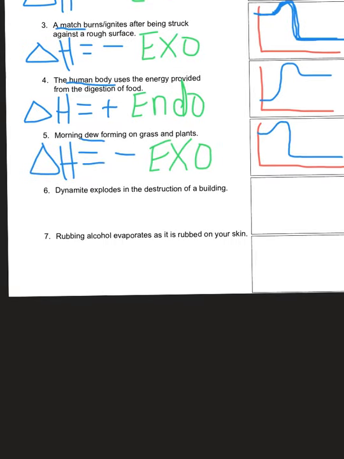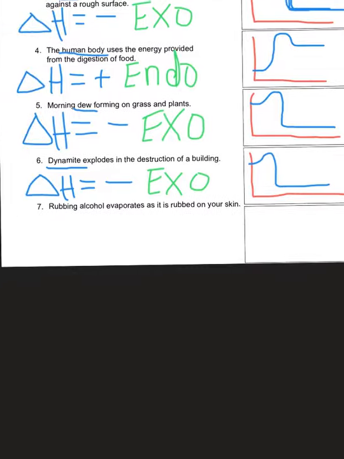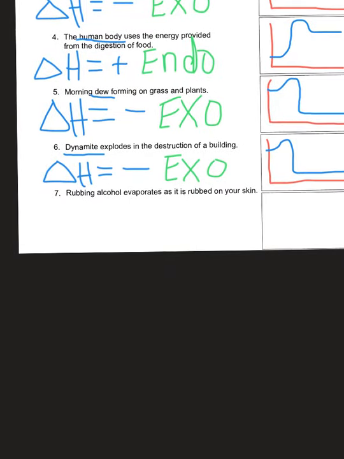Dynamite explodes. That one's pretty self-explanatory. Dynamite is a system. It's exploding. It is most definitely giving off heat. So the dynamite itself is losing heat. Exo. So our graph will be an exothermic graph where it is losing heat. Okay, simple as that.